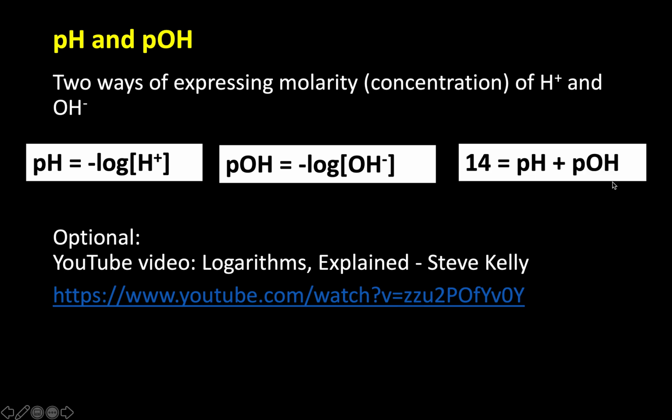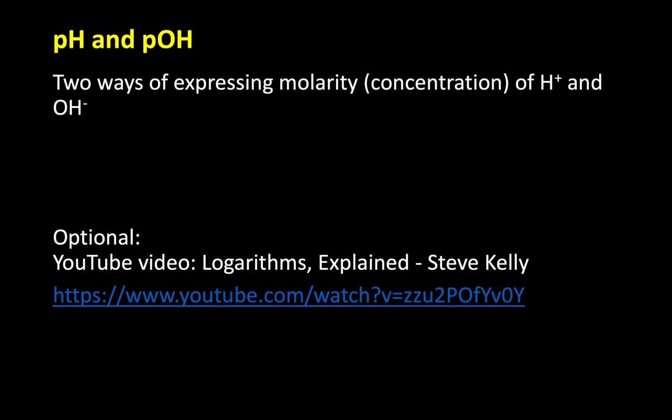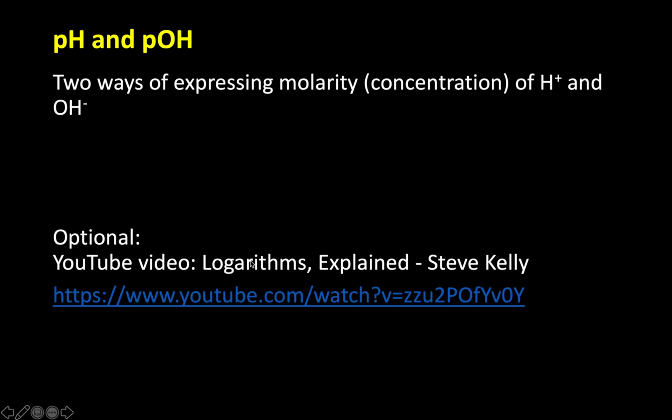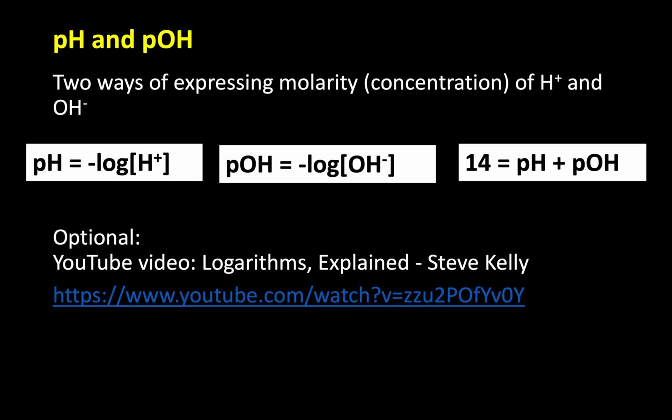When you add the pH and the pOH of a solution, you end up with 14. That goes back to the fact that water auto-ionizes, and you can see the 7 over here and the 7 over there. When you take the pH and the pOH, you end up with 14 altogether.